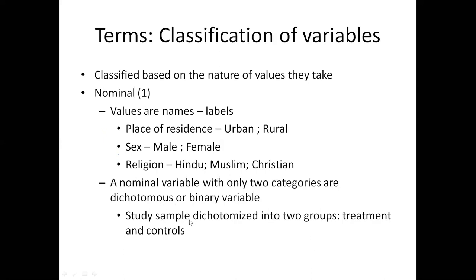For example, you can have a study sample which could be broadly categorized into a treatment or an intervention arm and then a control arm, and that variable is considered as a dichotomous or a binary variable.